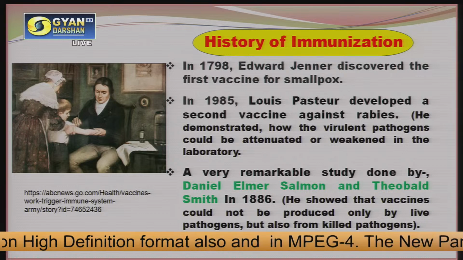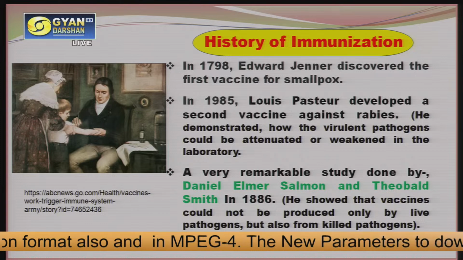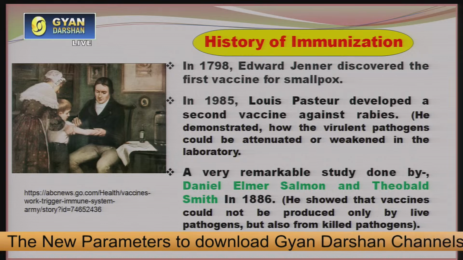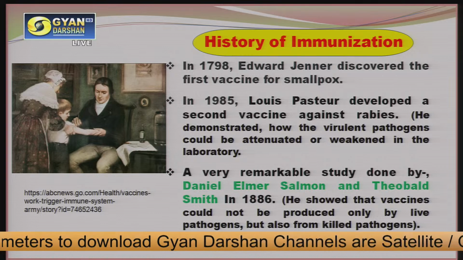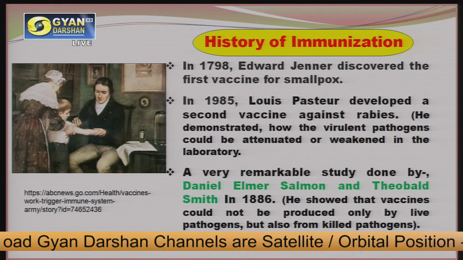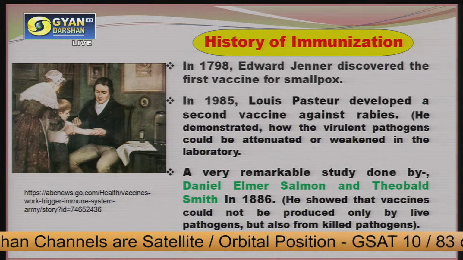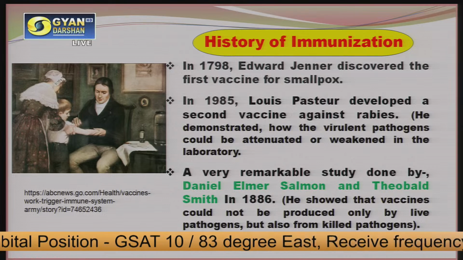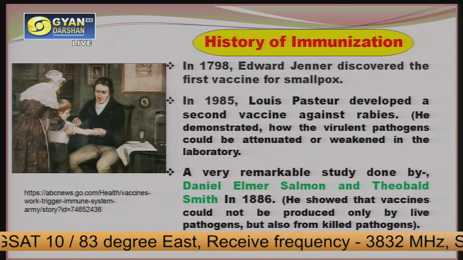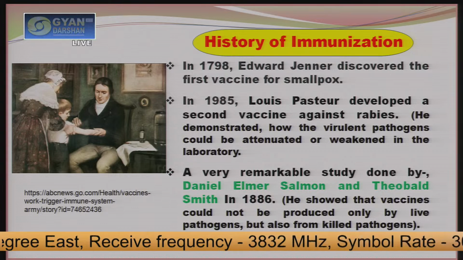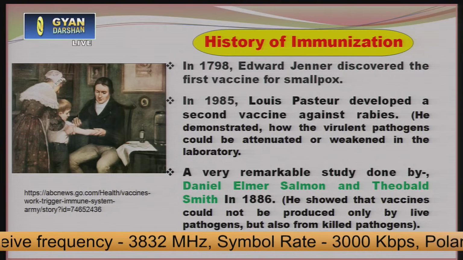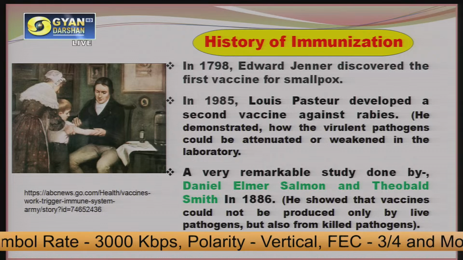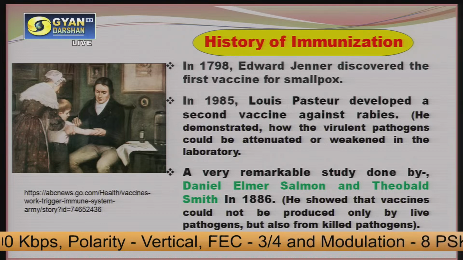In 1885, Louis Pasteur discovered the second vaccine, against rabies, and he demonstrated how a virulent pathogen could be attenuated or weakened in the laboratory. Basically, in his laboratory, the microorganism could be attenuated or weakened, so ultimately it is not able to spread the infection, but it can enhance the immune response inside the body.